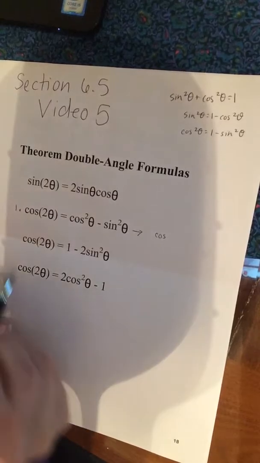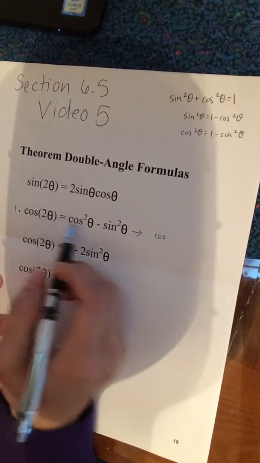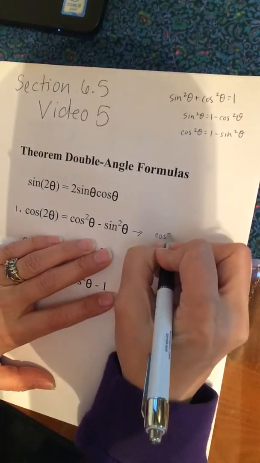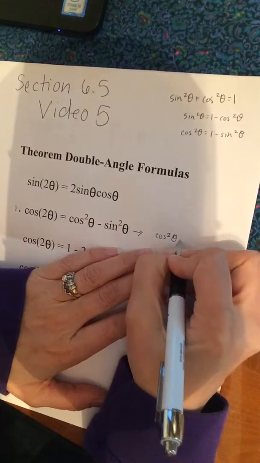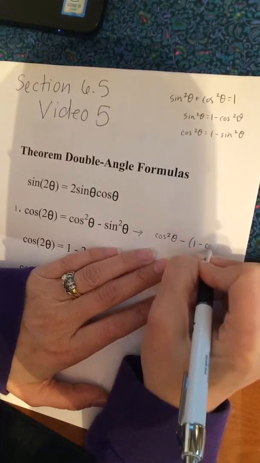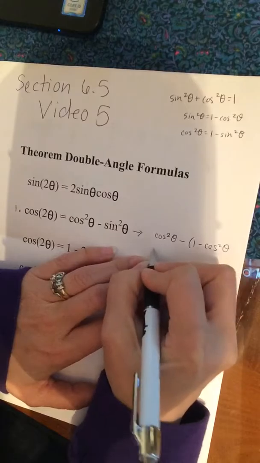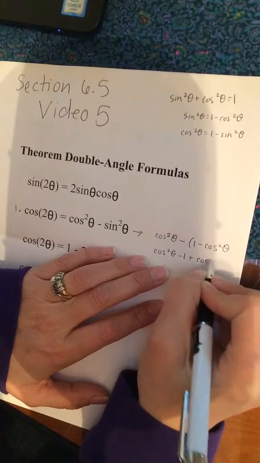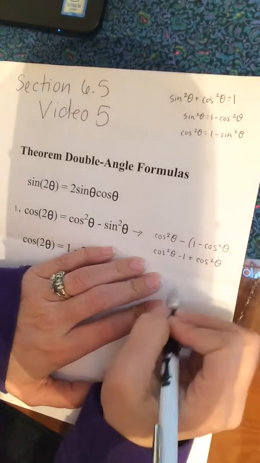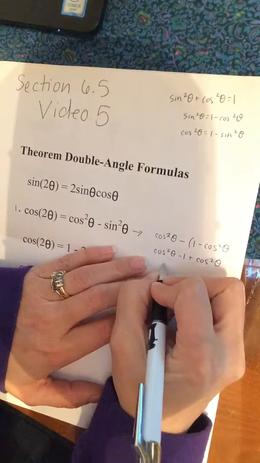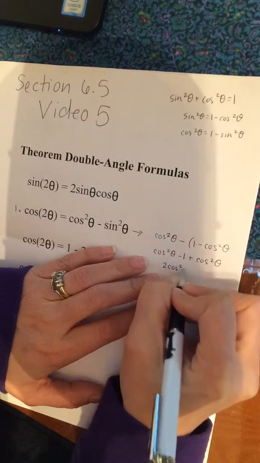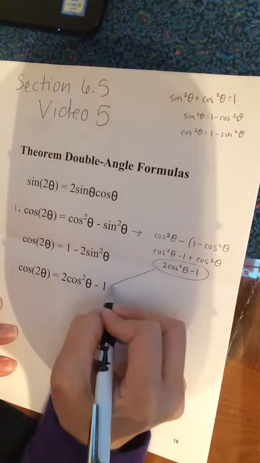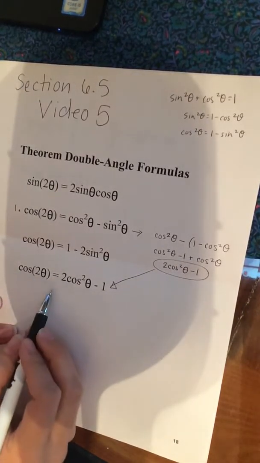We were last talking about how cosine of 2 theta is cosine squared minus sine squared of theta. But if we want to replace sine squared of theta, this becomes cosine squared of theta minus 1 minus cosine squared of theta, which then becomes cosine squared of theta minus 1 plus cosine squared of theta. If you have 1 cosine squared of theta plus 1 cosine squared of theta, this becomes 2 cosine squared of theta minus 1, which you'll notice is another way that you can write cosine of 2 theta.